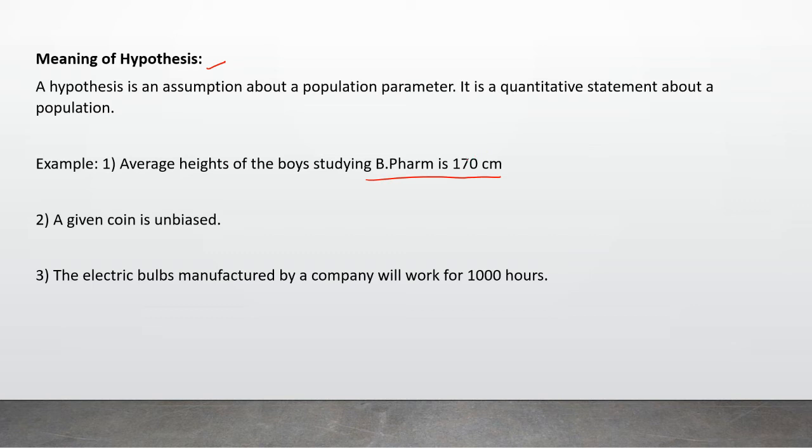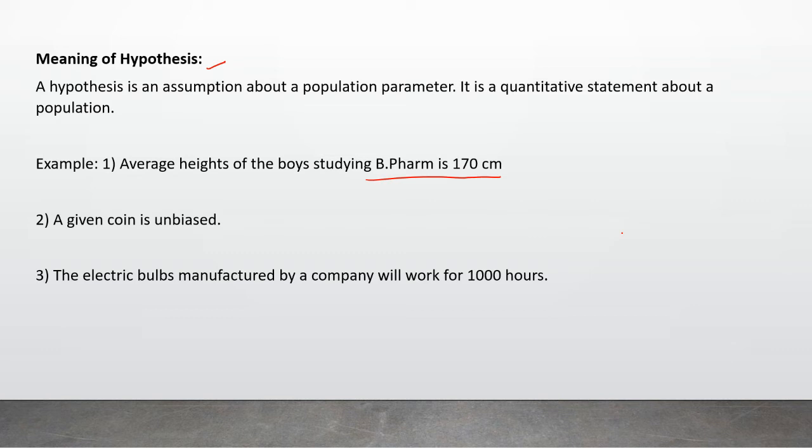We need not know whether this is really true or not, whether the average height of the boys is really 170 centimeter or not, but this is a statement I'm making. Whether it is true or false is the next part, but it is a statement. Or, a given coin is unbiased. Biased means partial, so unbiased is impartial. Whether the coin is biased or not is the next thing, but my statement is that it is unbiased. That is my assumption or my hypothesis.